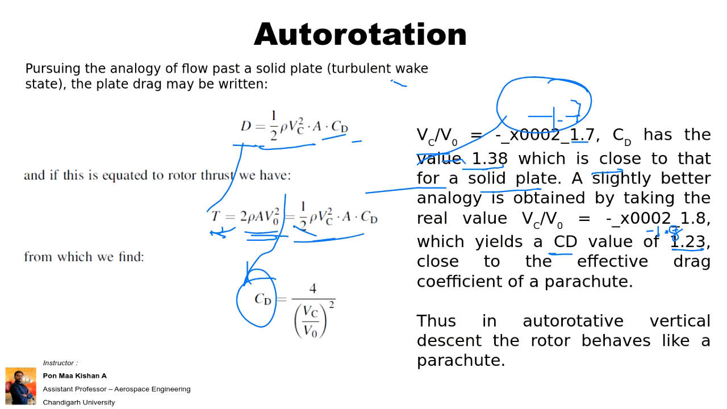Which will be a very effective drag coefficient for a parachute. The drag coefficient value of 1.23 is very much suitable for a parachute. Okay. So if we are maintaining a drag coefficient of 1.23 during our descent, the helicopter descends without engine, without power supply, in engine failure, so the auto rotation can be maintained and the auto rotative descent will also behave like a parachute. Okay. So if you are maintaining 1.23 coefficient of drag. Okay. Right.